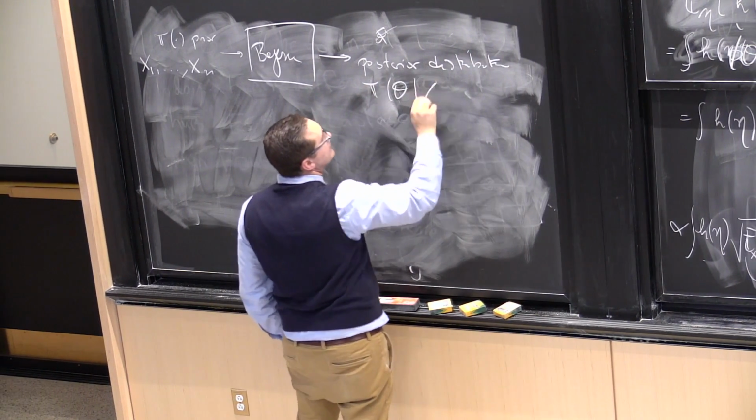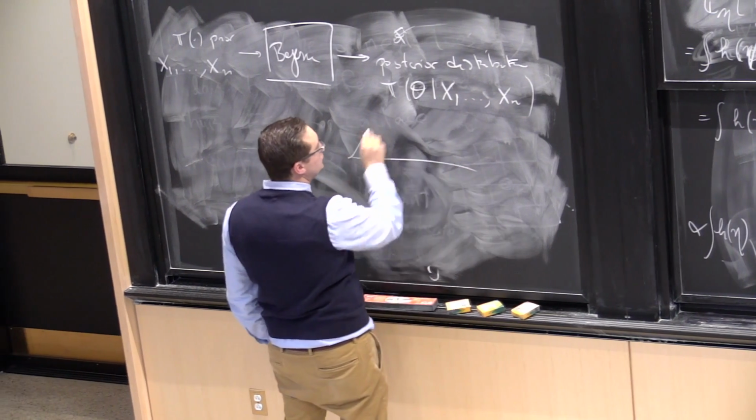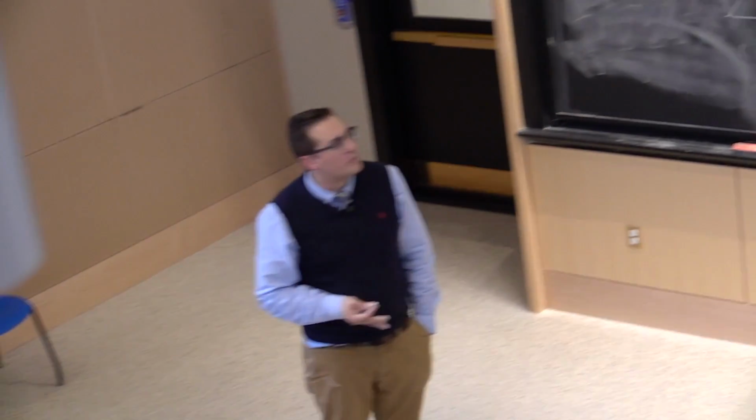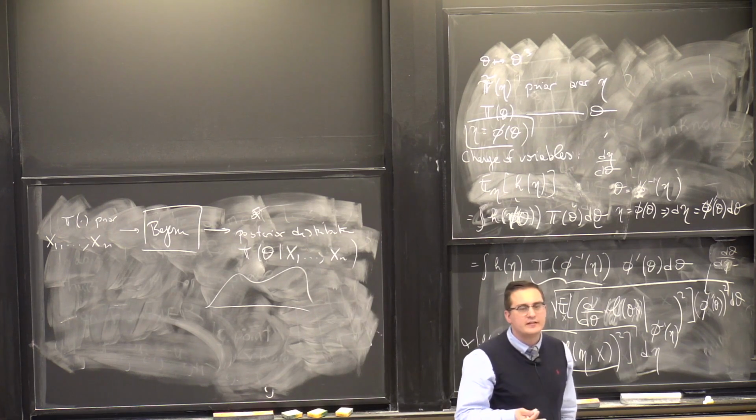Pi of theta given x1, xn. OK, so there's an entire distribution on the candidate's theta. And you can actually use this to perform inference rather than just having one number. And so you can actually build confidence regions from this thing.